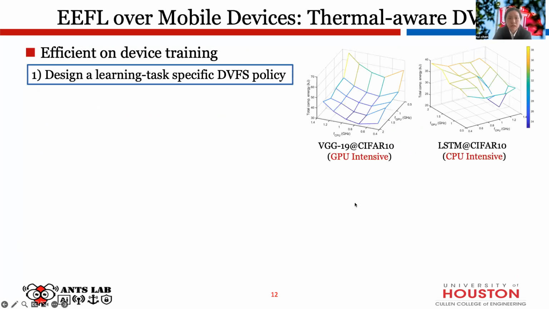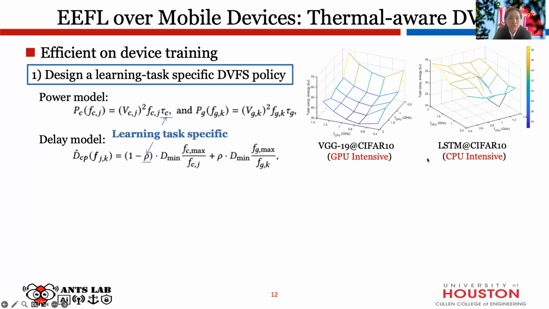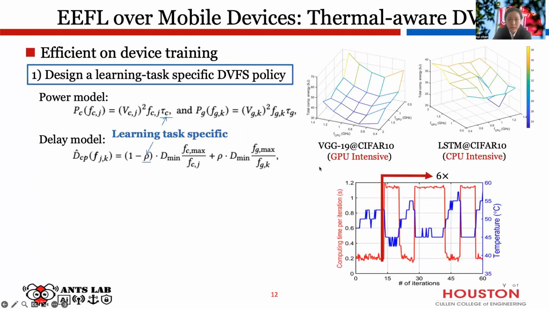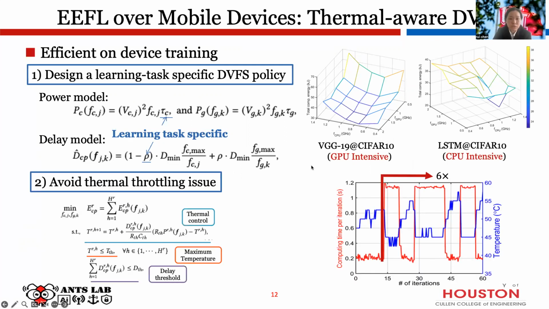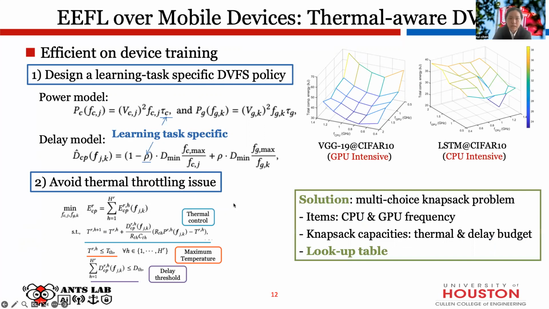And second, we design a thermal-aware DVFS to perform efficient on-device training. Specifically, we found that given the learning task, the energy consumption is jointly determined by the CPU and GPU frequencies. And different learning tasks represent different characteristics. So we introduced 2 learning-task-specific parameters in our power and delay models. And also, to avoid thermal throttling issues, we propose the following energy minimization optimization problem. Then we use a dynamic programming algorithm to solve this multiple-choice knapsack problem and store the solution in a lookup table.